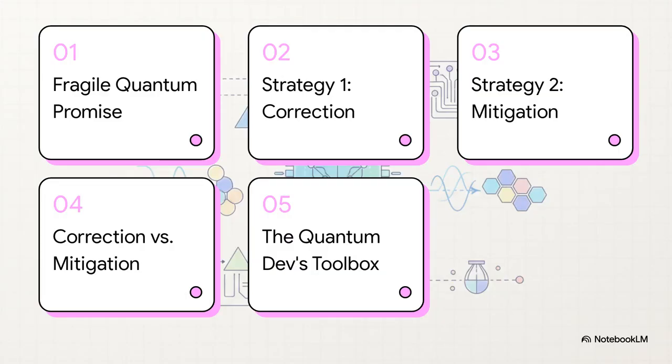First, we'll get to know the enemy, quantum noise itself. Then we'll introduce our two main players, the fortress, which is error correction, and the detective, which is error mitigation. After that, we'll see how they stack up against each other, head to head. And finally, we'll take a peek inside the quantum developer's toolbox to see the actual software that's being used to fight this battle right now.